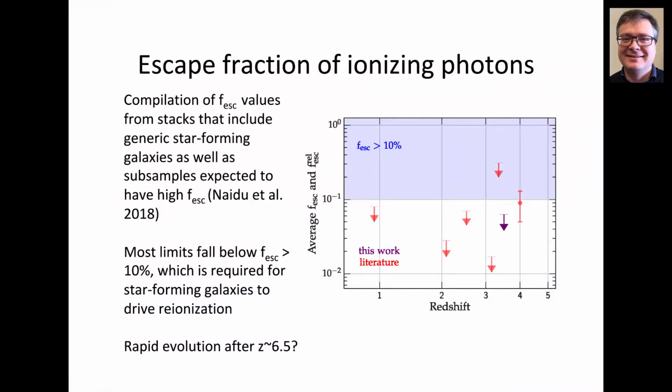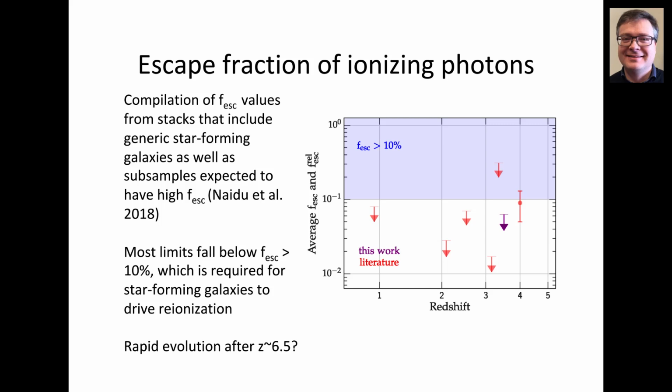And there's a puzzle, because if you look at samples of galaxies and try to measure the escape, or upper limits for the escape, of ionizing photons, you see that the upper limits are mostly below 10%, but you really need more than 10% to escape to be able to ionize the universe. So somehow there must have been some kind of rapid evolution from reionization, which is beyond the scale here at redshift 6.5 and higher. So the escape fraction must have changed quite rapidly.